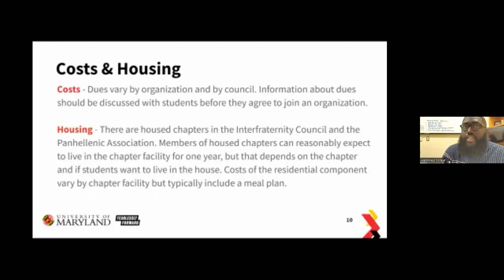Another thing that I'll add is that a lot of organizations do have payment plans that you and your student can work out with the organization. They vary. Some can do monthly, some are every semester. It just depends on what the organization is looking for and requiring when it comes to a payment plan. So again, these are conversations that your students should be having with the organizations that they are looking at.